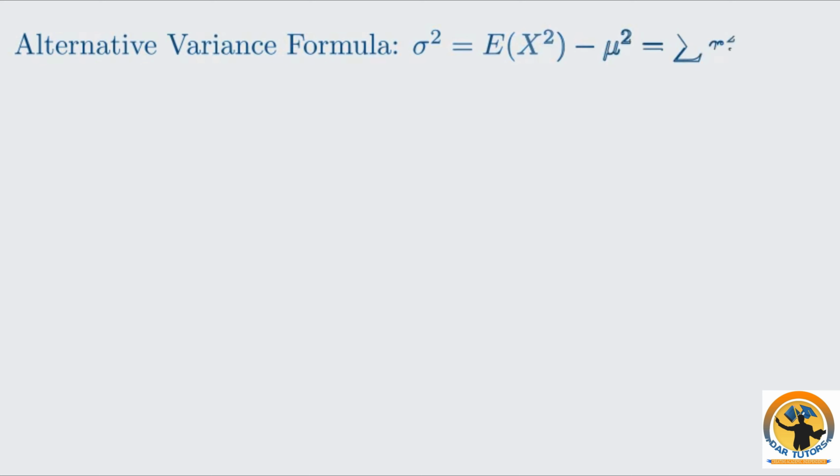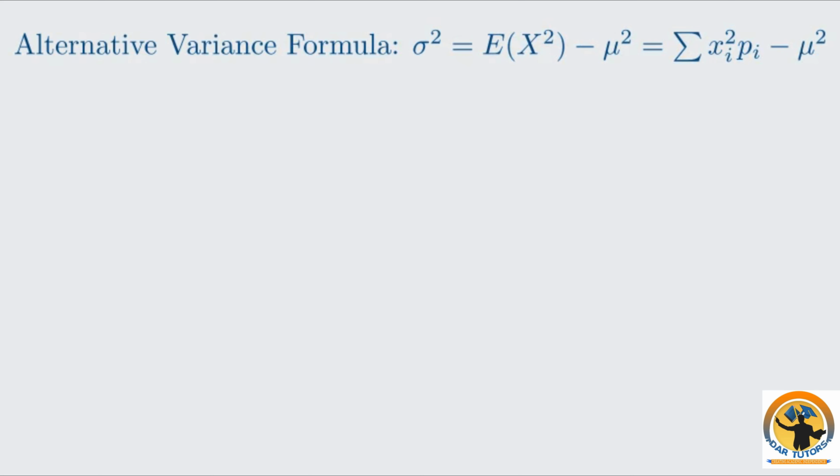Sometimes, calculating the variance using the first formula can be quite tedious, especially if the mean is a non-terminating decimal. Thankfully, there's a more convenient alternative formula. The alternative formula for variance states that sigma squared equals the expected value of x squared minus the mean mu squared. This formula can be derived algebraically from the original definition.